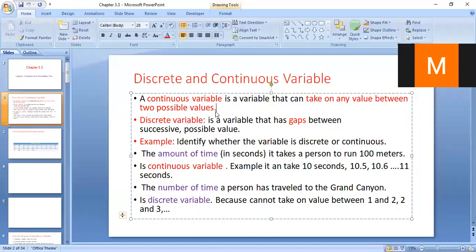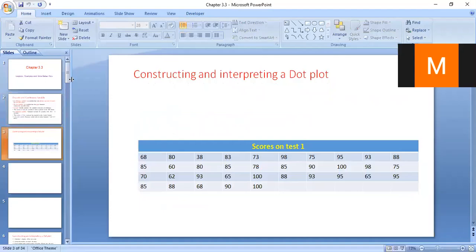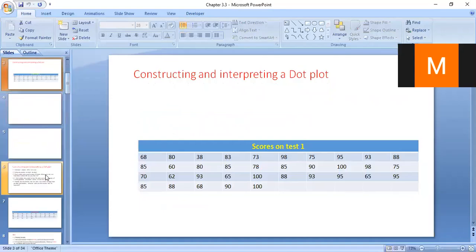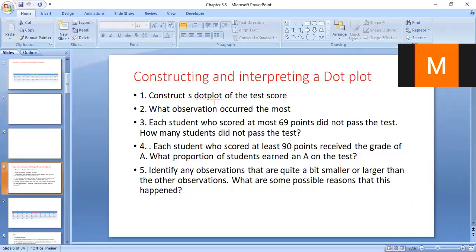Do you have any question about the definition of continuous variable and discrete variable? With continuous, you can take a number between two possible numbers, but with the discrete variable you cannot take a value between two numbers. That is the continuous variable and discrete variable. And now we go to study the dot plots.